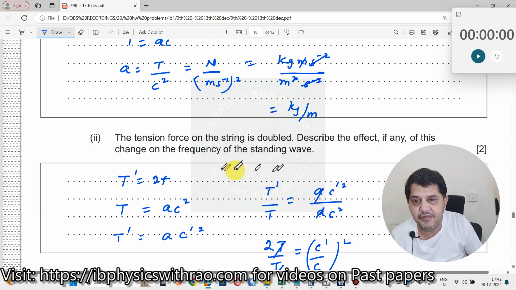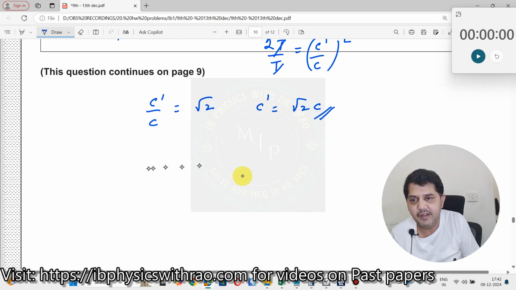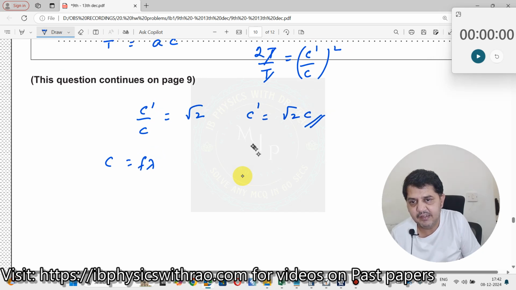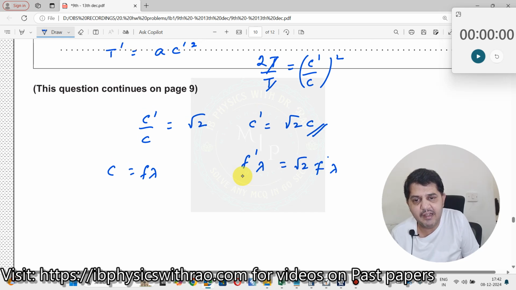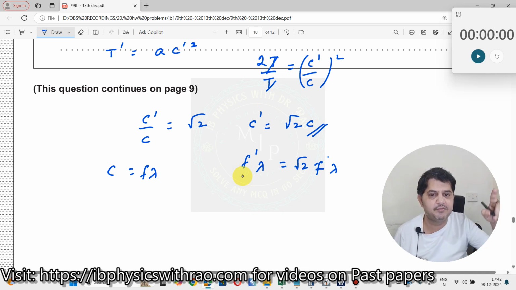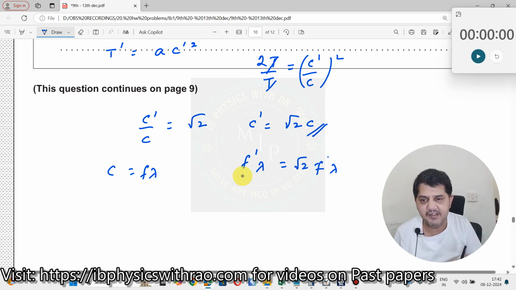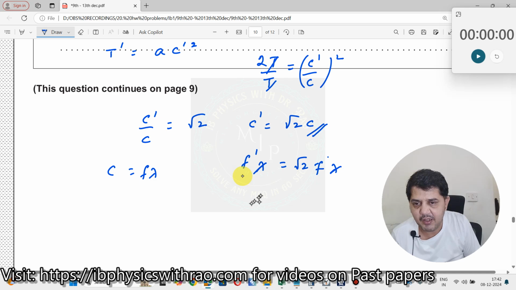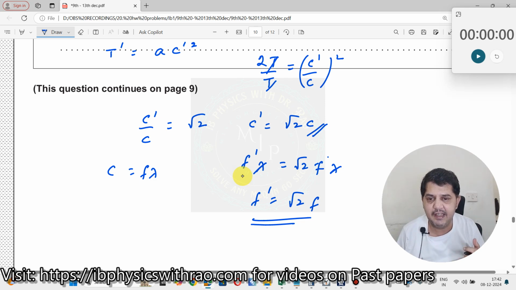What is being asked? Frequency. What happens to frequency? We know that c is equal to f lambda, right? So I can write f dash times lambda is equal to root 2 times f times lambda. Lambda doesn't change because you're getting the same 3 loops. Length is the same. Lambda goes away, so f dash will be equal to root 2 times f. Thus the frequency increases by root 2 times the original frequency.